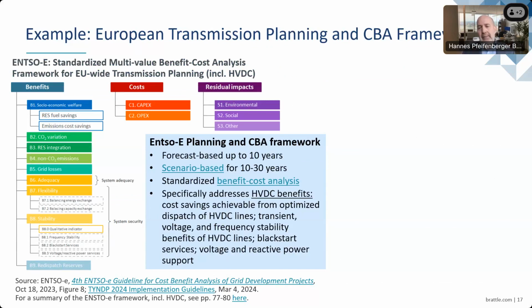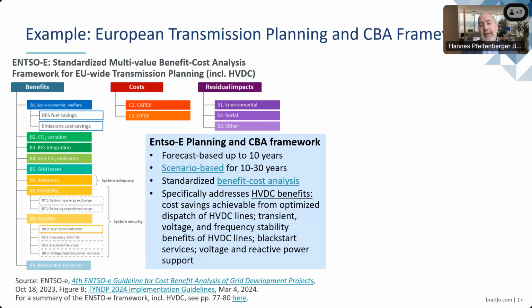The planning frameworks, we don't really have a clear multi-value planning framework that would specifically consider HVDC capabilities. ENTSO-E does have one. They have a multi-value benefit cost analysis framework and a planning process that is not specifically focused on HVDC, but specifically addresses HVDC benefits and how they need to be considered in the overall planning framework. So their planning framework specifically considers the cost savings from optimal dispatch of the lines, the transient voltage and frequency stability benefits of HVDC lines, black start services, voltage and reactive power.